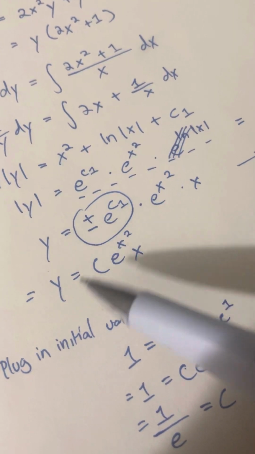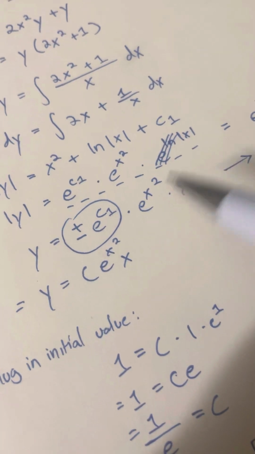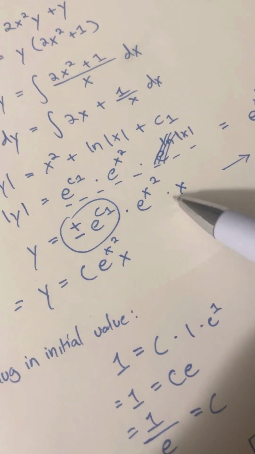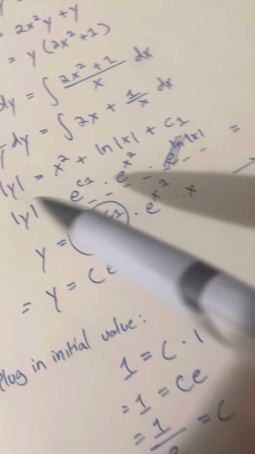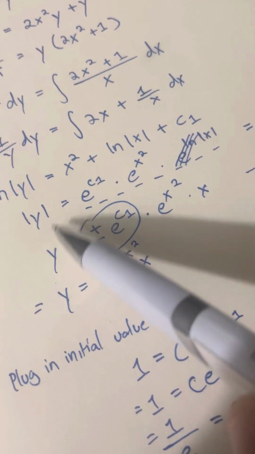Don't worry about the plus and minus. I'll explain that in a second. So you're left with e to the c1 times e to the x squared times x. Now that's what you would be left with, right? But here, to get rid of the absolute value, we just want y as it is. We don't want the absolute value.